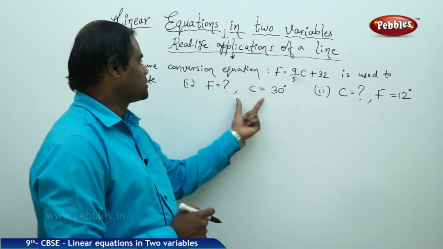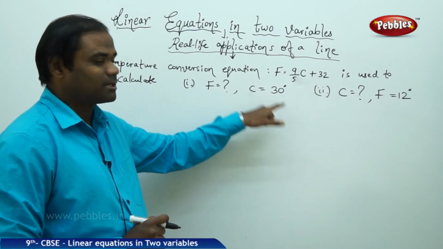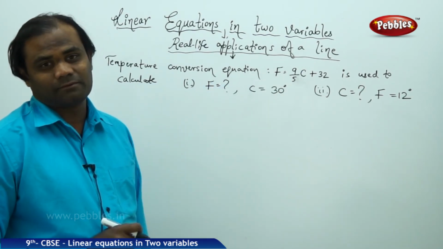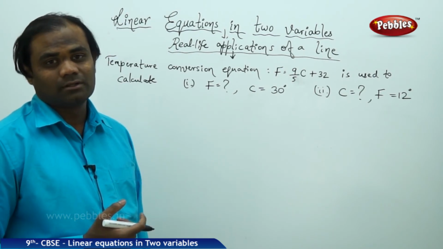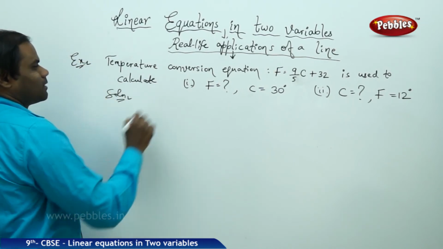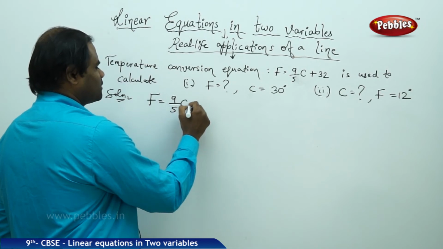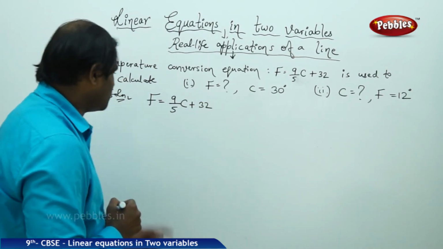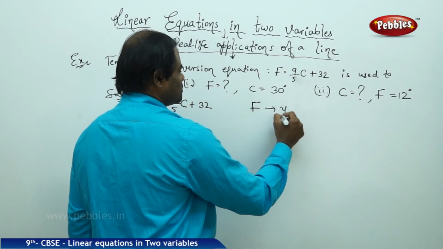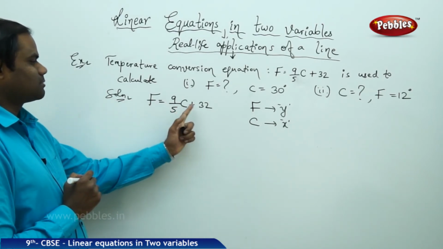So in the initial case I have the centigrade temperature given as 30 degrees, through which I want to know its respective Fahrenheit temperature. So for this centigrade temperature, I would like to find the temperature in F, its conversion to the Fahrenheit scale. Let's see how we can do that. The given conversion equation, the linear equation, is F equals 9 by 5 C plus 32, which is clearly in the form y equals ax plus b. Here F is assumed to be the y coordinate and C is assumed to be the x coordinate, where y equals 9 by 5 x plus 32.